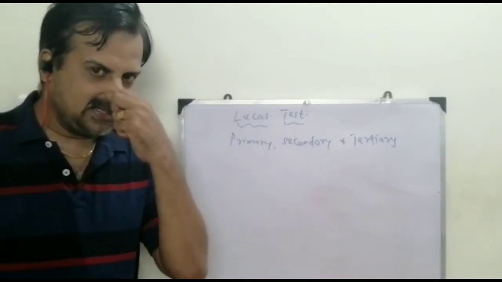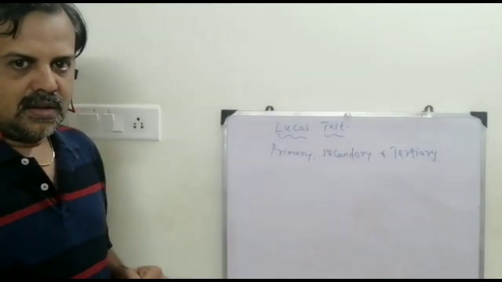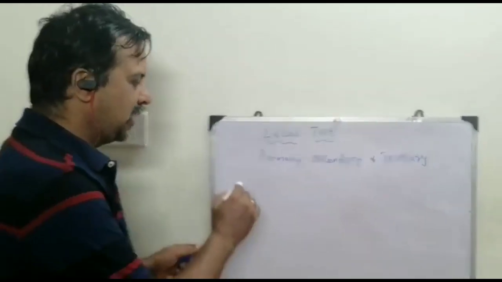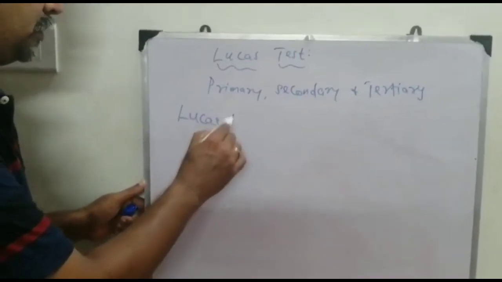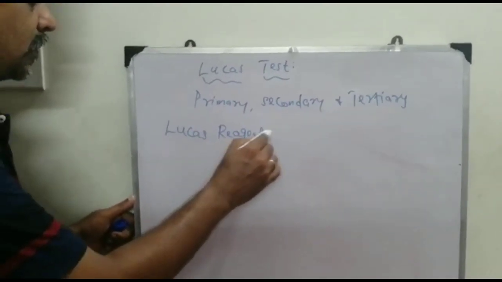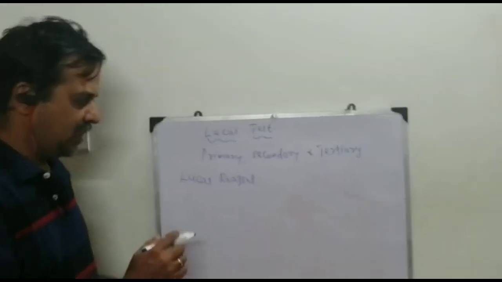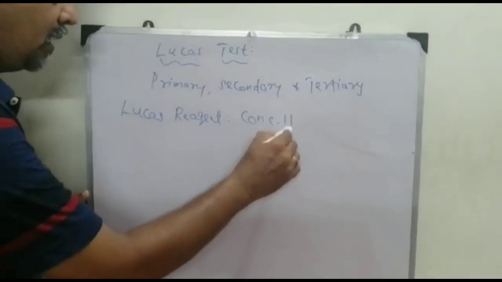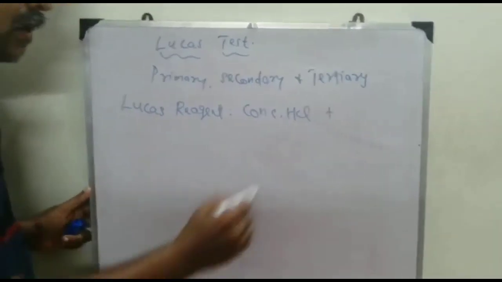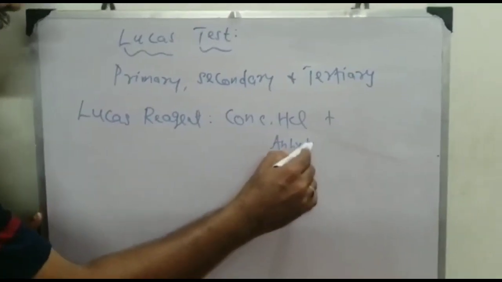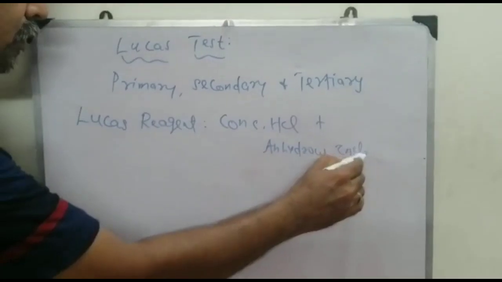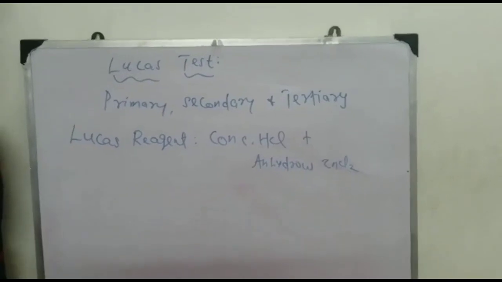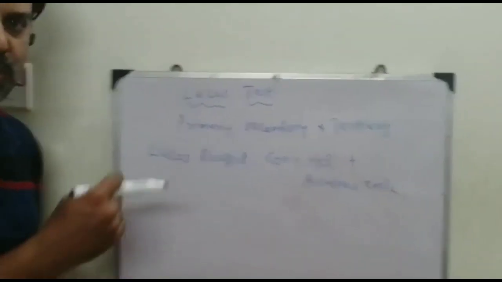So what is the test, sir? What is the reagent we are going to use for this Lucas test? For this Lucas test, I am going to use a reagent called Lucas reagent. What is Lucas reagent? Lucas reagent is a mixture of concentrated hydrochloric acid and anhydrous zinc chloride. This chemical is only used in Lucas test. Okay. Shall we move to the reactions now?